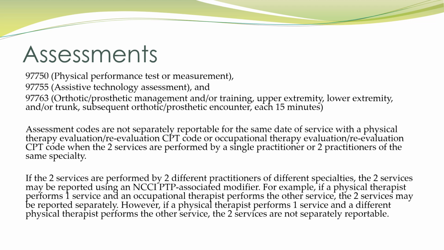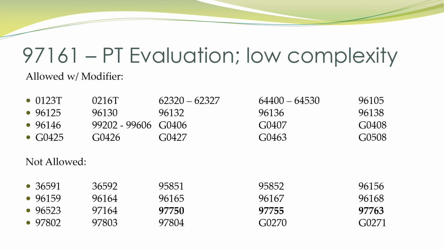If two services are performed by two different practitioners of different specialties, the two services may be reported using an NCCI PTP associated modifier, so that's either 59 or XP. For example, if a physical therapist performs one service and an occupational therapist performs the other service, the two services may be reported separately. However, if it's a PT and another PT or an OT and another OT, you can't report. So again, just showing here the PT evaluation. Again, you have those assessment codes down here with the not allowed, so you can't bill them on the same day.